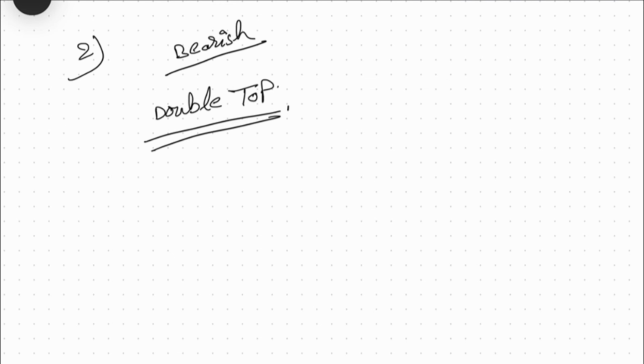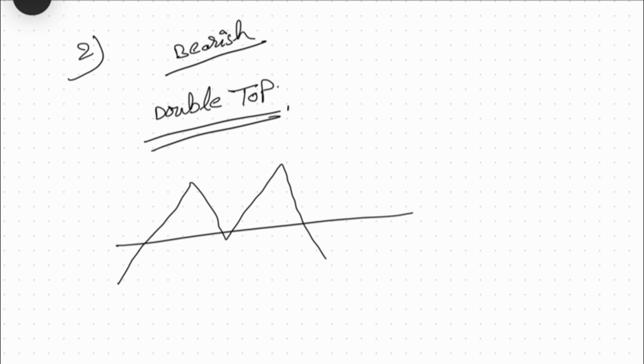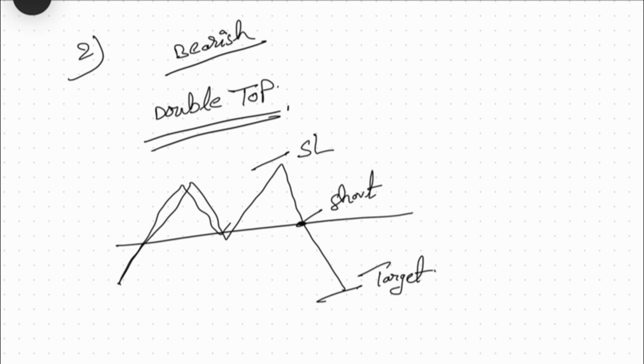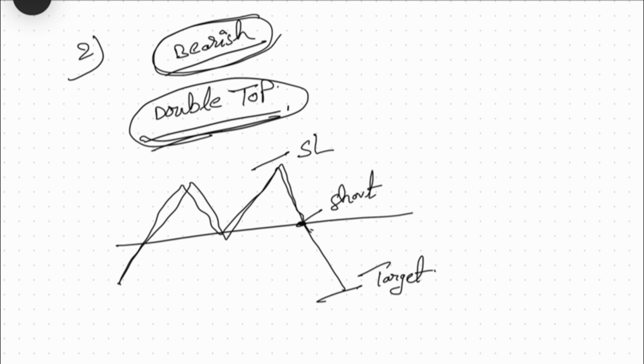Let's see now the bearish one. We call it double top. Double top is also similar to this. It forms an inverse W symbol, and you have to short here. This will be the stop loss and this will be the target. It looks like an inverse W symbol. This is called double top, and this is a bearish scenario.